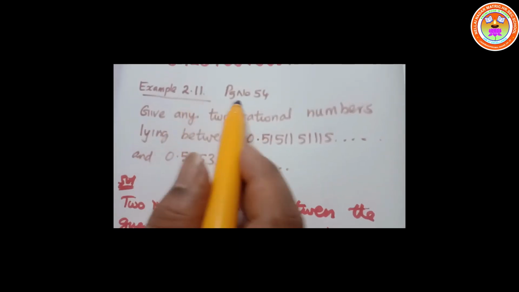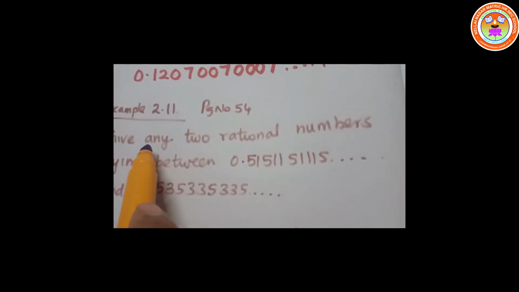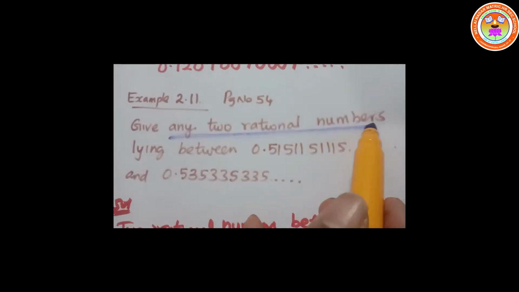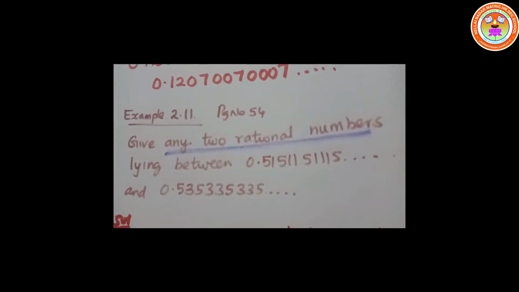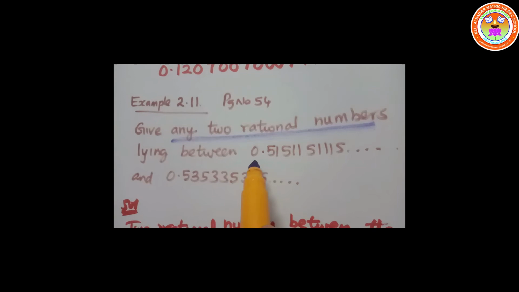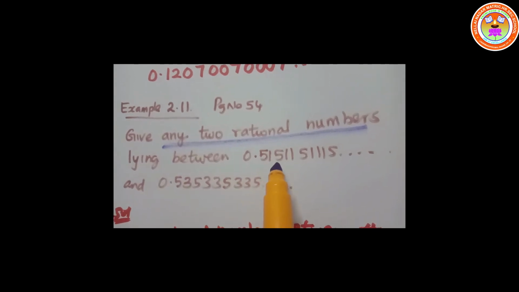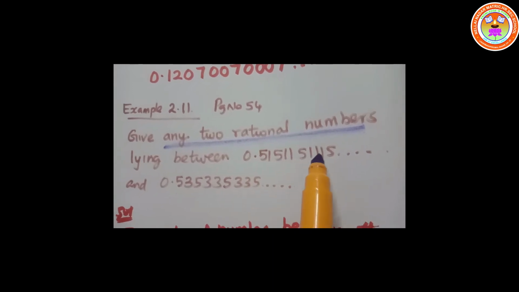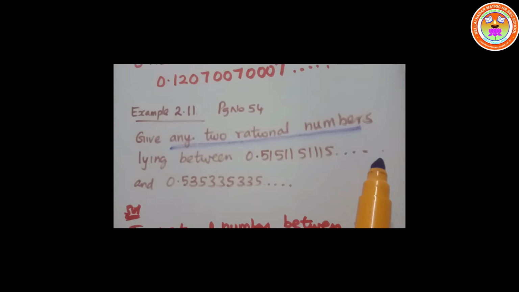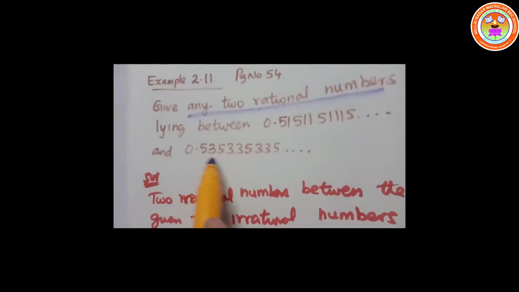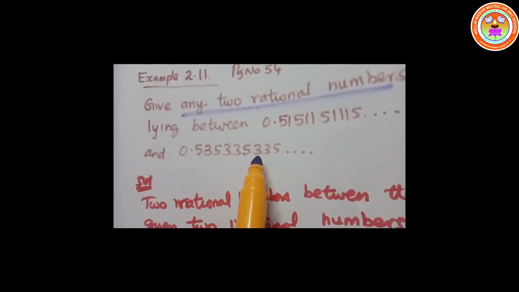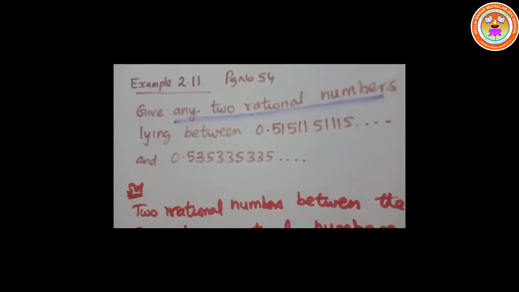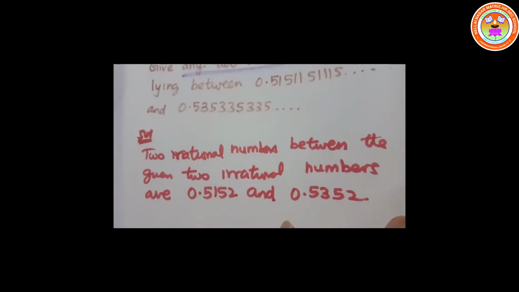Example 2.11, page number 54. Give any 2 rational numbers lying between 0.5151151115 dot dot dot and 0.535335 dot dot dot. You have to try two rational numbers.